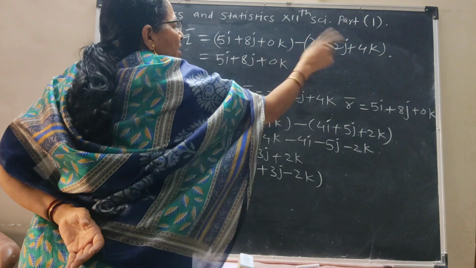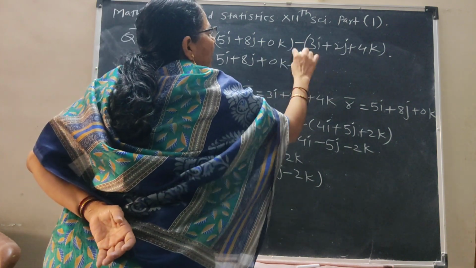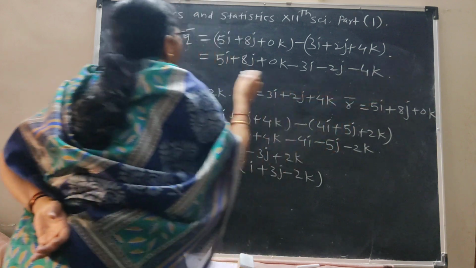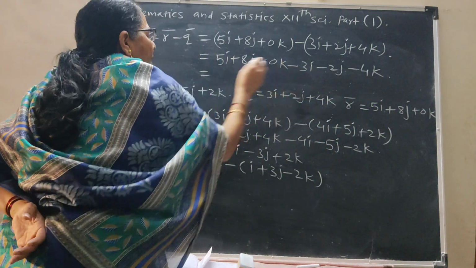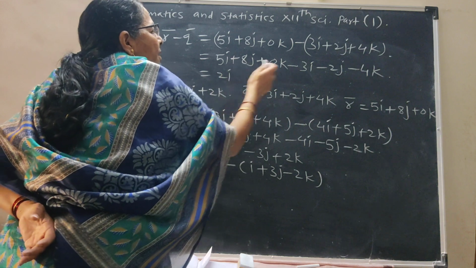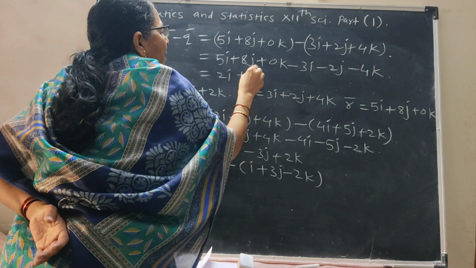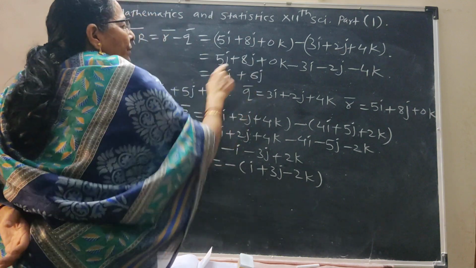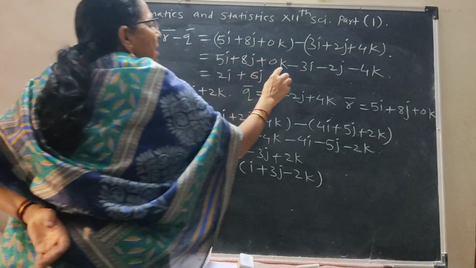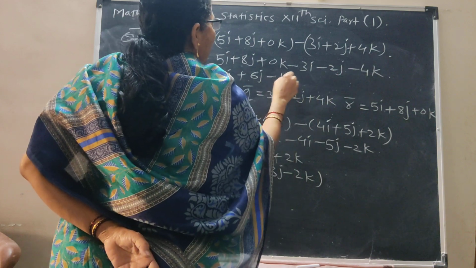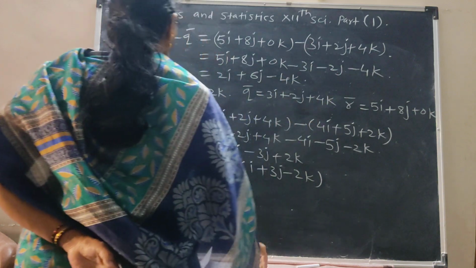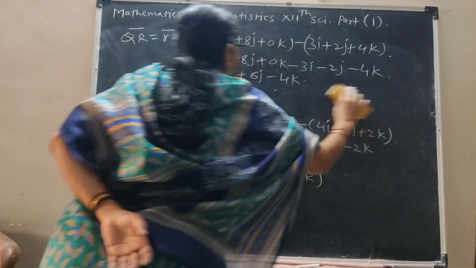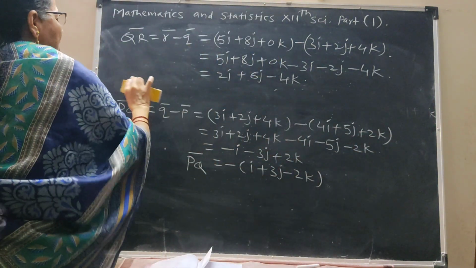5i + 8j + 0k, change the signs of Q bar: -3i - 2j - 4k. So 5i - 3i = 2i, 8j - 2j = 6j, 0k - 4k = -4k. Always remember, solve this question in this way.